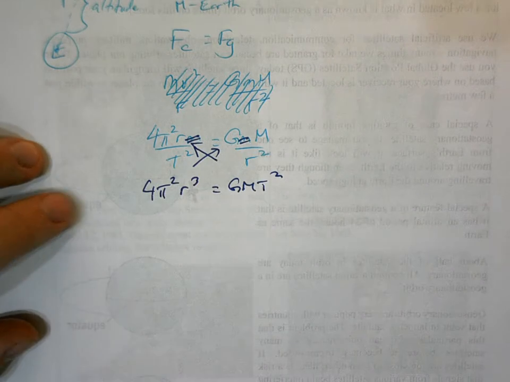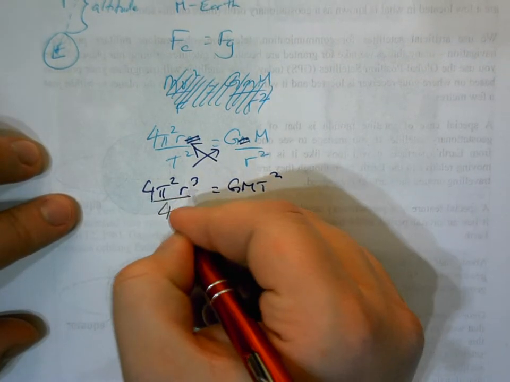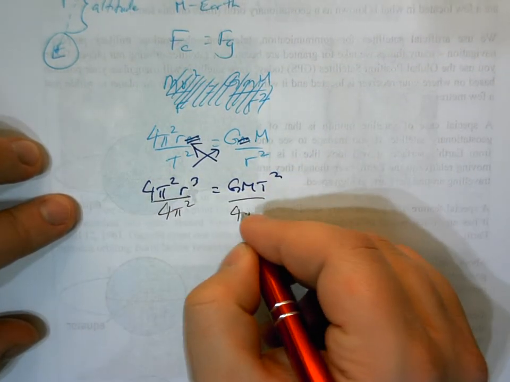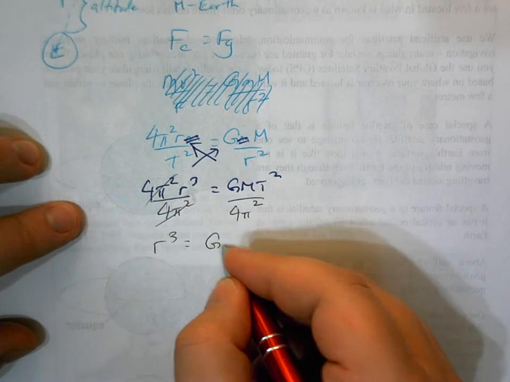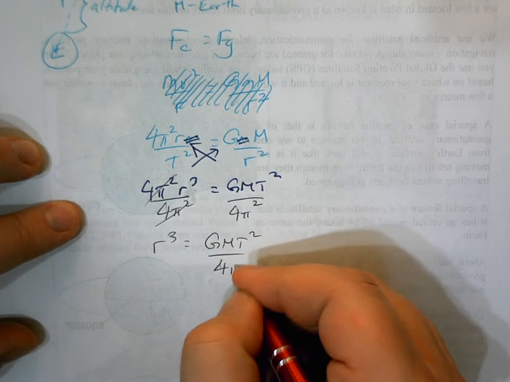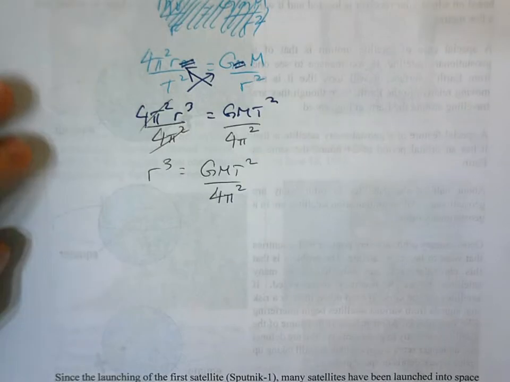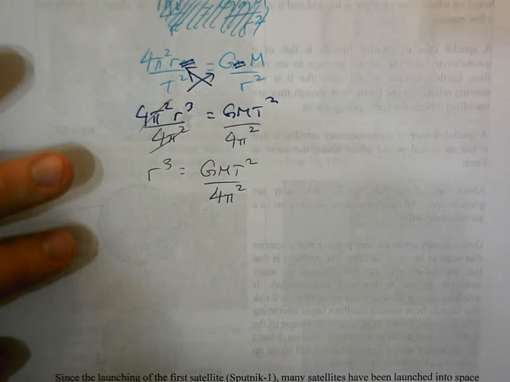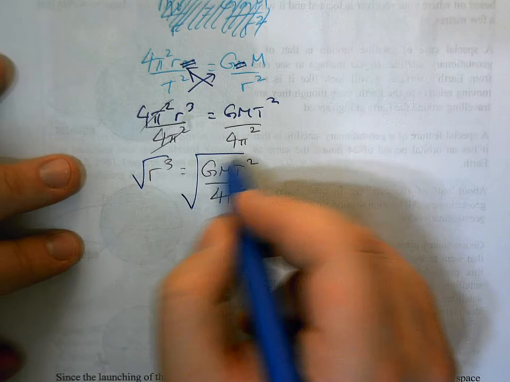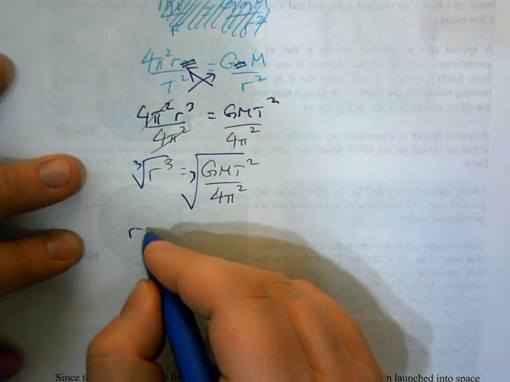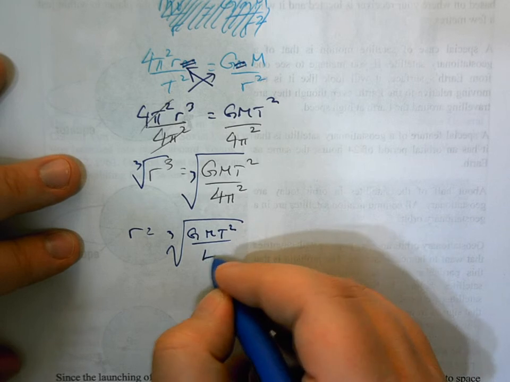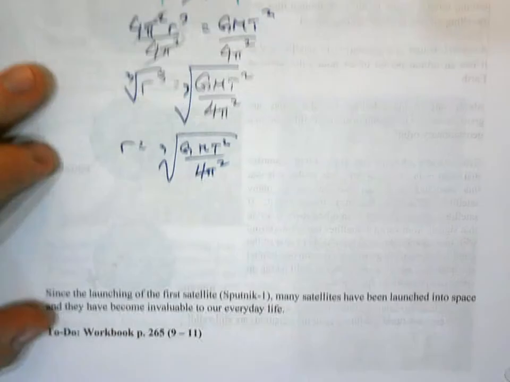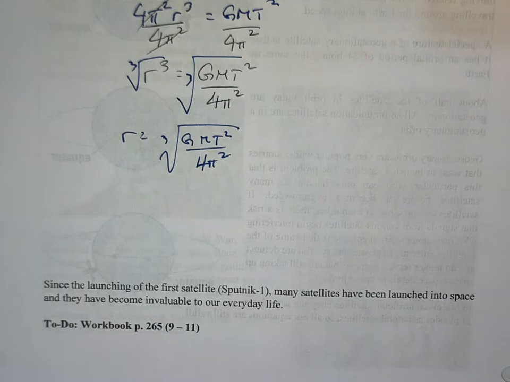First off, I'd like to solve for the radius. Let's divide both sides by 4 pi squared. So I get r cubed is equal to GMT squared over 4 pi squared. To get r, we will need to take the cube root of both sides. So r is going to be the cube root of GMT squared divided by 4 pi squared. There's a lot going on here. We have to be really careful.